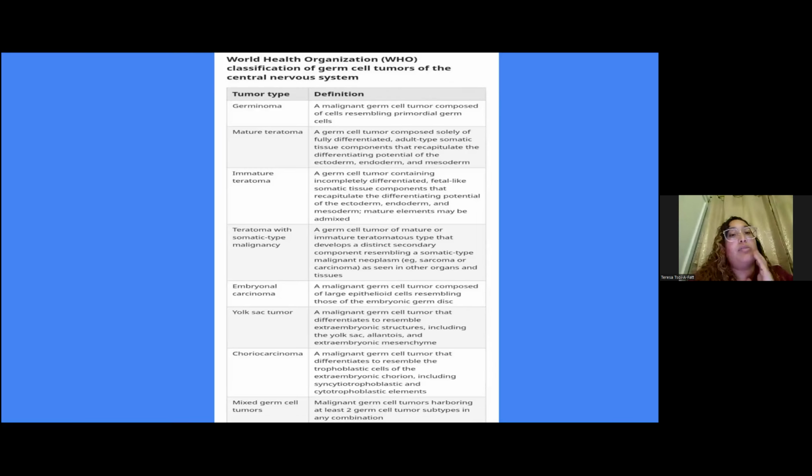So this table just shows the WHO classification and definitions of germ cell tumors found within the central nervous system. And as we can see here, we have germinomas, mature and immature teratomas, teratoma with somatic type malignancy, embryonal carcinoma, yolk sac tumors, choriocarcinomas, and even mixed germ cell tumors.